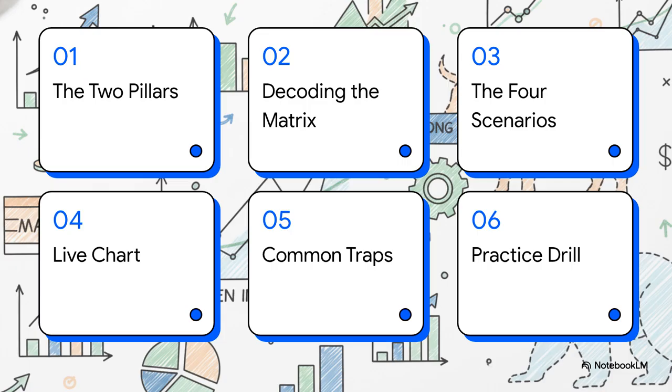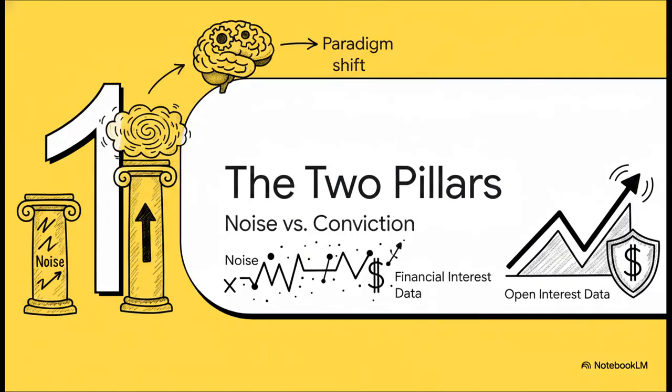To get us there, we've got a really solid 6-part game plan. We'll quickly cover the 2 pillars, then move on to decoding the options matrix, break down the 4 market scenarios, look at a live chart application, walk through some common traps to avoid, and finish up with an executive practice drill to lock it all in. Let's dive right into part 1, the 2 pillars, differentiating noise from conviction.